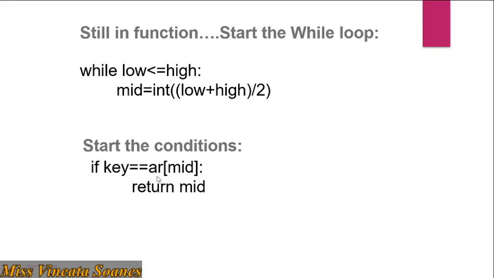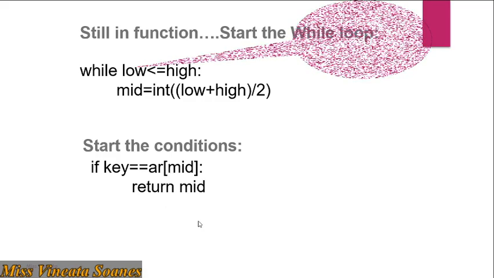Then we start the condition. First of all, we will check if that item is equal to that number which we have extracted from the middle, arr[mid]. And if it matches, then we simply return mid. But in case it does not match, we check for another condition, and that is we check if that item is less than that number that you have extracted from the middle. All right, and if it is less, then the high will become mid minus 1.